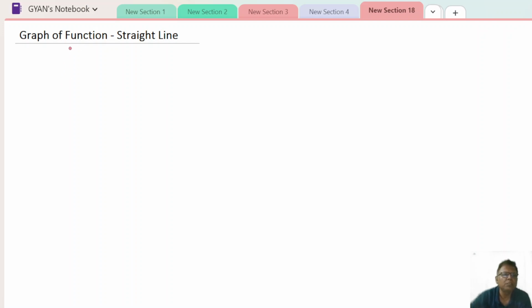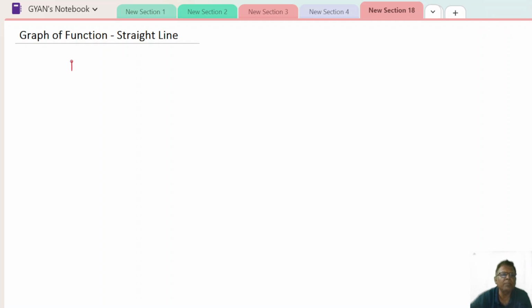Hello students. Today we will discuss the graph of a function. Actually, the graph of a function is a very important topic and is a prerequisite to calculus. So if you want to understand calculus very well, then you must understand the graph of every function completely. Or you can say that you should be a master in the graph of a function. So first we'll start with the graph of a straight line.